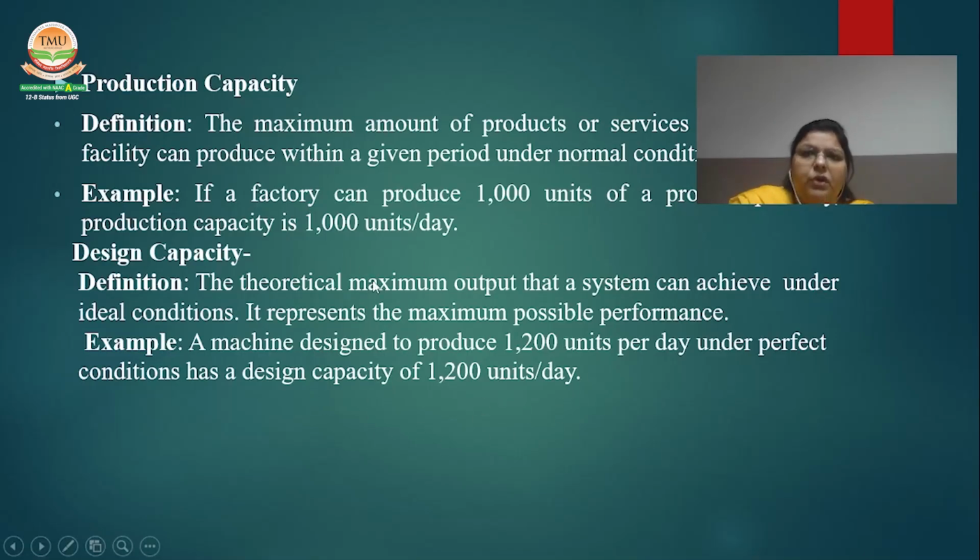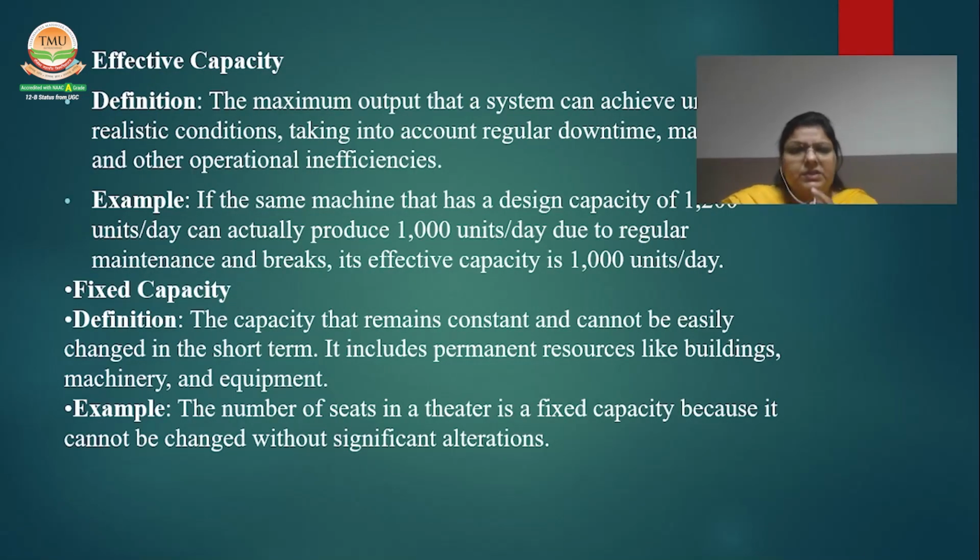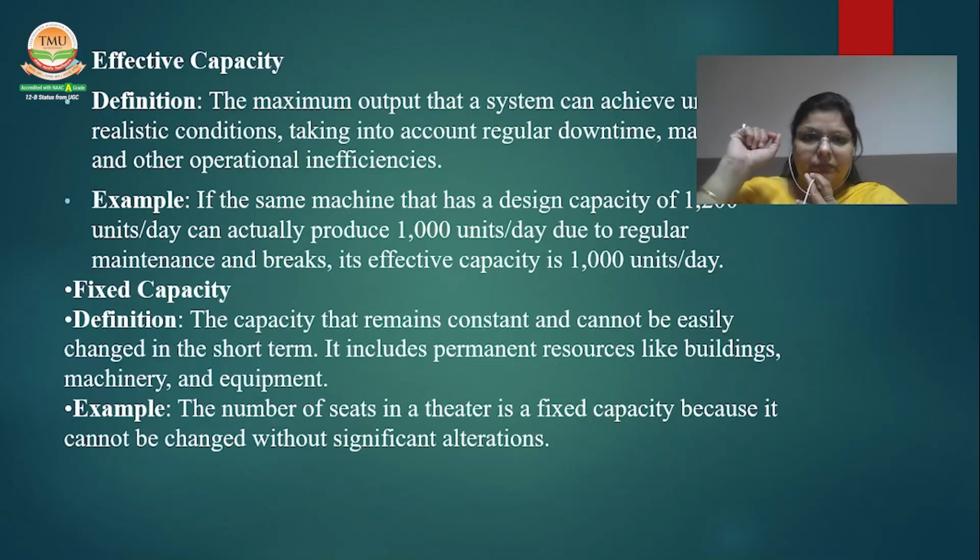The design capacity of that machine is 1200 units. Next is, what is effective capacity? Effective capacity means the maximum output that a system can achieve under realistic conditions, taking into account regular downtime, maintenance, and other operational efficiency. It means how much you can achieve in effective conditions. If we have a regular downtime, say one day, including the maintenance and the operational efficiency, how much is your capacity?